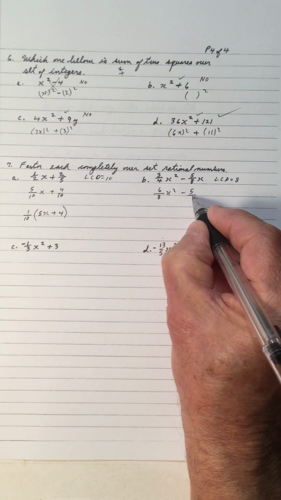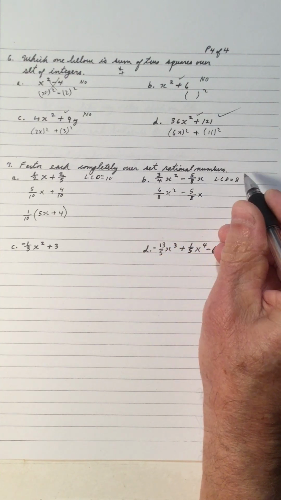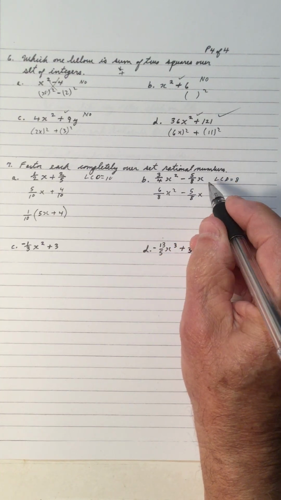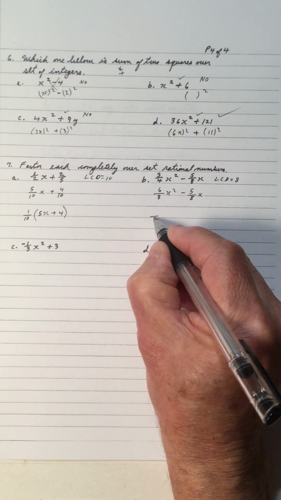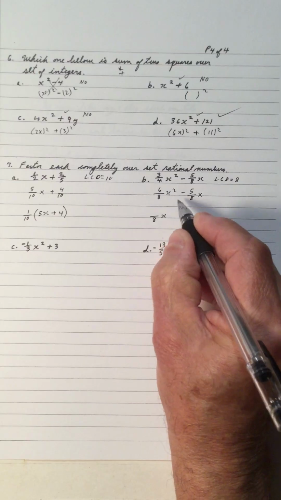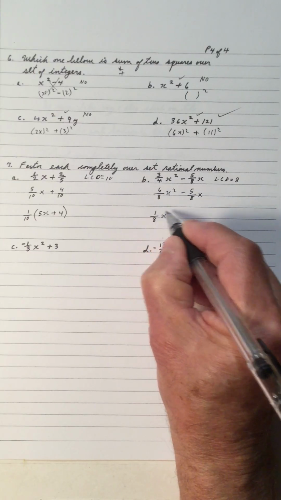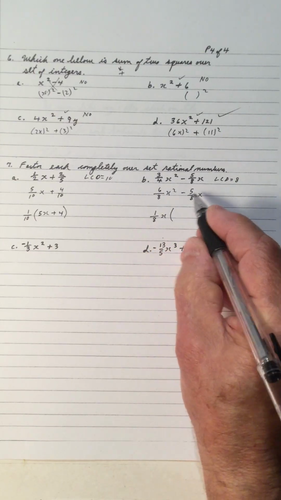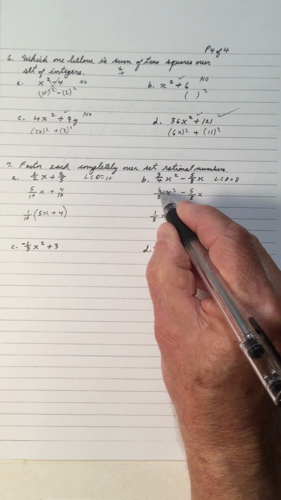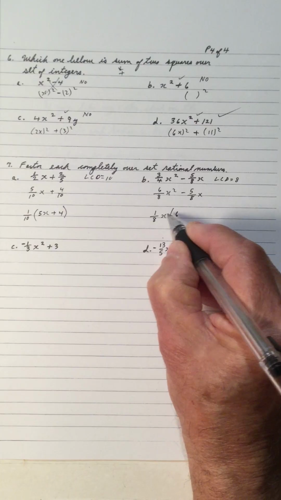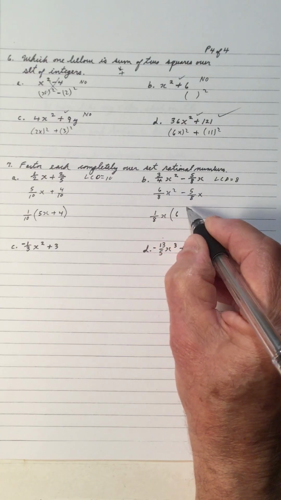And this is already an LCD of 8. Now what do I see? I see an 8 on the bottom, and I see an x. But 6 and 5 only have a 1 in common. So we take out 1/8, but I need a 6. 6 times 1/8 is 6/8.